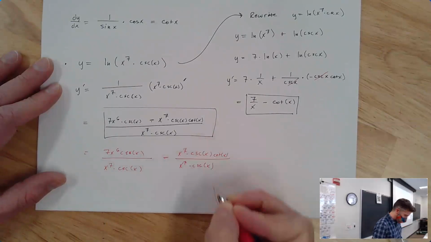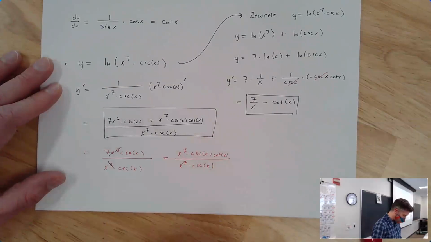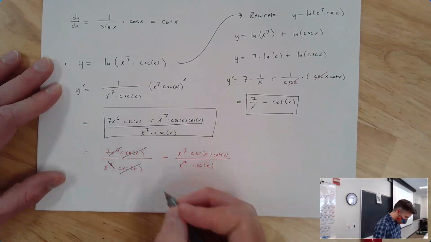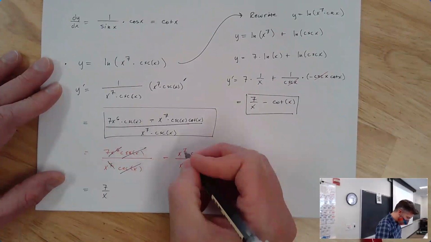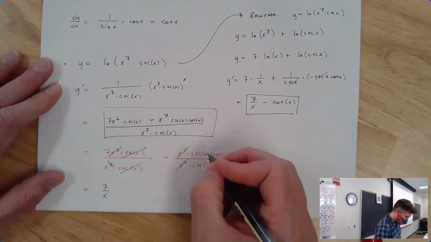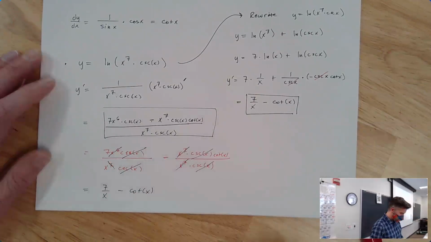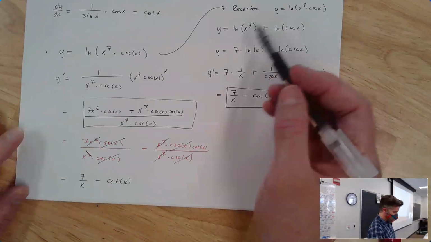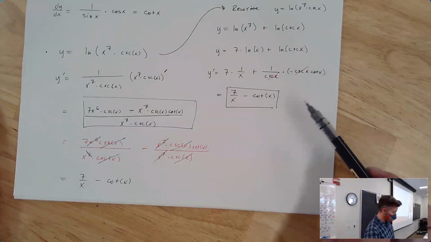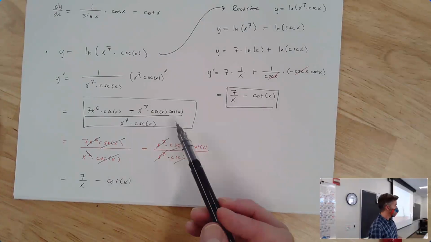Oh yeah, look. Here, an x to the 6th and an x to the 6th cancel, a cosecant and a cosecant cancel. So you're left with 7 over x. And here, an x to the 7th and an x to the 7th cancel, and a cosecant cancels, leaving minus cotangent of x. What I really want to say is, not only is the second way easier to do in the first place, it also gives you a more simplified answer without having to do the work of simplifying.